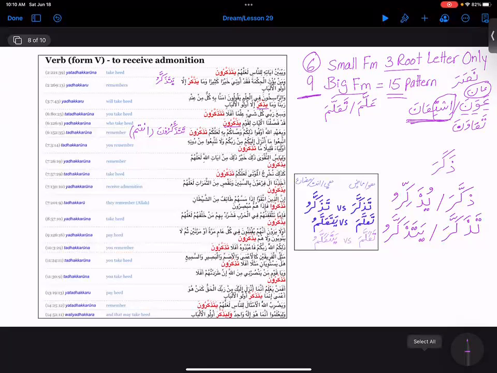Then we have another example. I know alima. Alima means he knows. Right? Allama, what does allama mean? He taught. He teaches. I taught him. And ta'allama, he learned. So see, the root letters are the same, Ain Lam Mim, Ain Lam Mim. But over here I added ta, and over here is shadda. The root letters are the same, but it is giving a different implication.